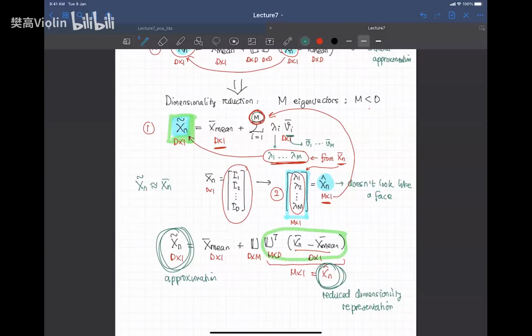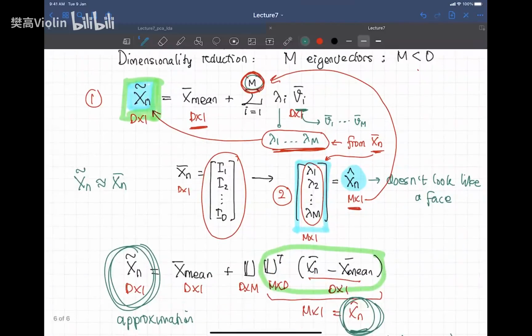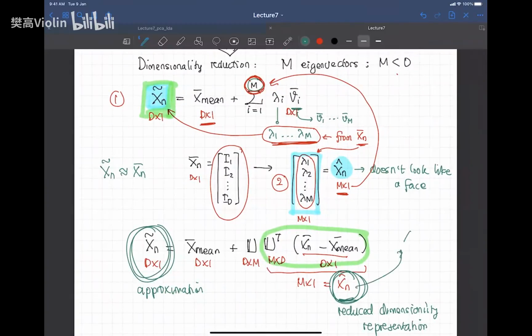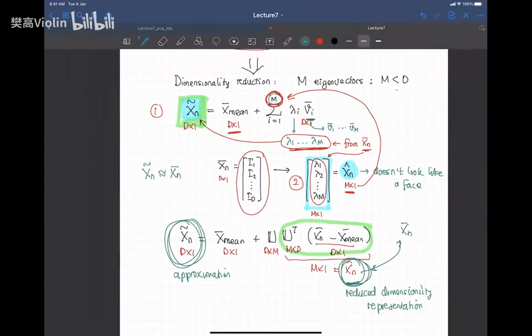In LDA, the matrix is so big, and it can be a singular matrix. So you want to do this PCA first to get x hat, and then you operate your LDA. Because xn hat here is the representation of your original xn in reduced dimensionality.